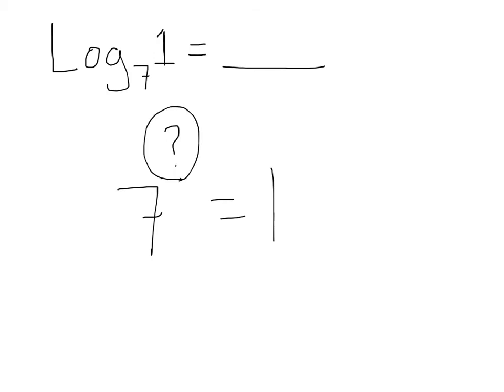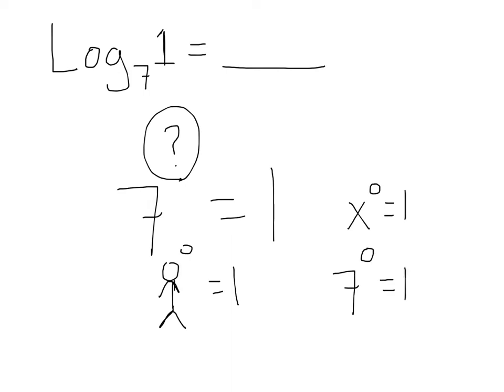Okay, now let's think. Did you know that anything, okay, if I took Stickman here and I raised him to the 0 power, that equals 1? X raised to the 0 power equals 1. Did you also know that 7 raised to the 0 power equals 1? Well, there's your answer. It says 7 raised to what power will give me 1? Well, 0. Anything to the 0 power equals 1. So the answer in this case is 0.